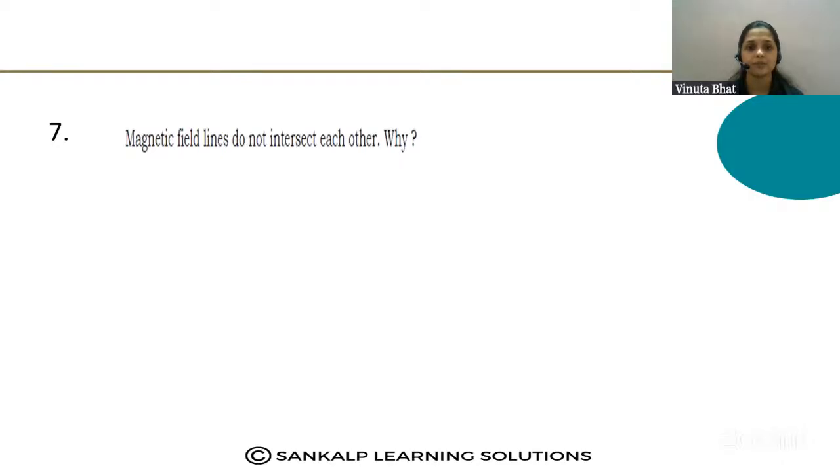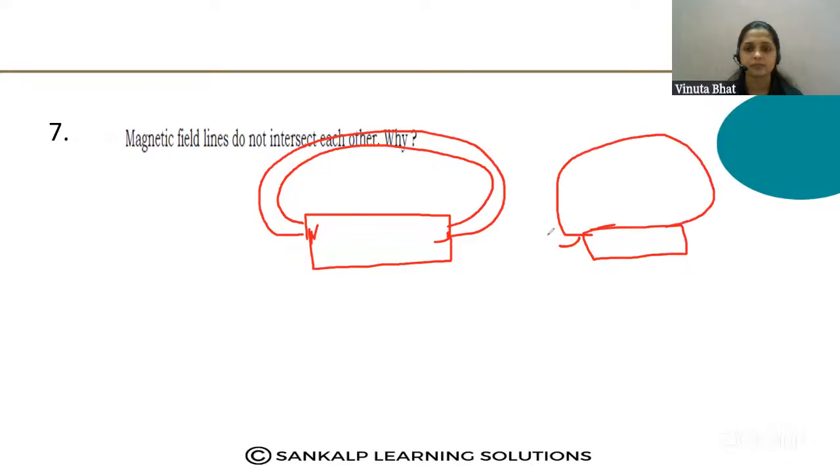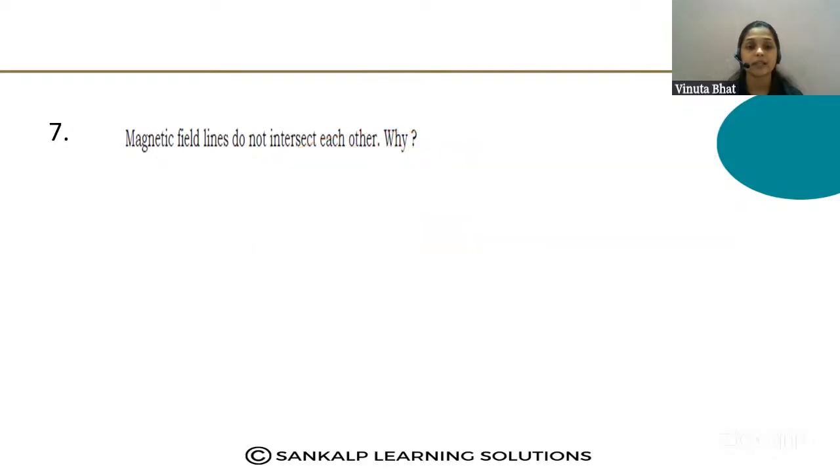Next question. Magnetic field lines do not intersect each other. Why? You know the magnetic field lines. Just imagine this is the bar magnet, and the magnetic field lines will be like this. But they are not like this. Do they intersect like this? No, they will not intersect like this. What is the reason behind this? Why do magnetic field lines not intersect each other?